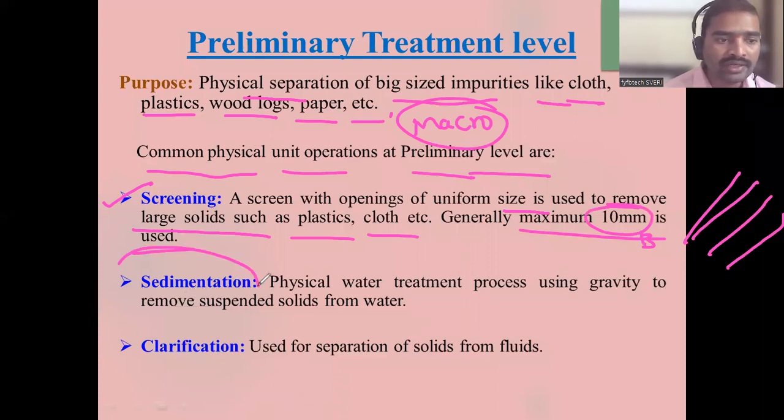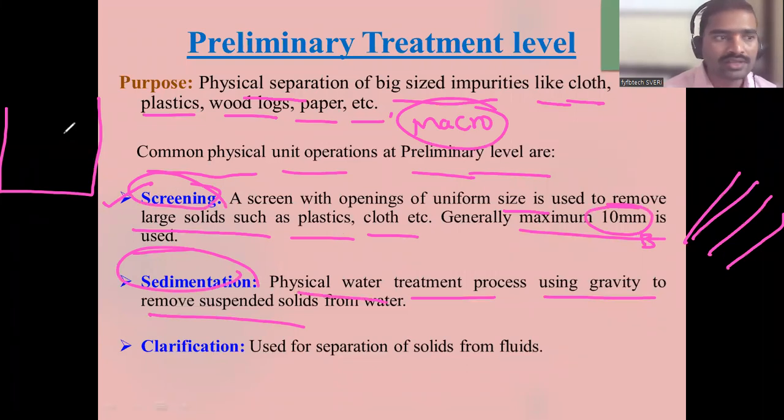Then in sedimentation, a physical water treatment process using gravity to remove the suspended particles. Okay, so this is the sedimentation tank. Initially, from the screening, you will remove the macro particles. There will be some micro particles or suspended particles. When you bring that wastewater into the sedimentation tank, all the suspended particles, all the smaller particles, will get settled at the bottom.